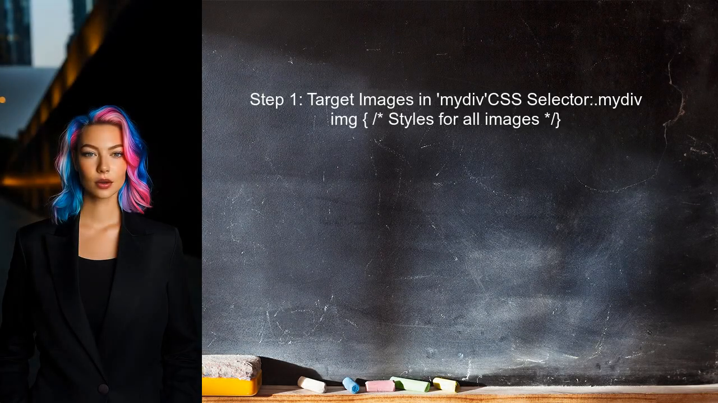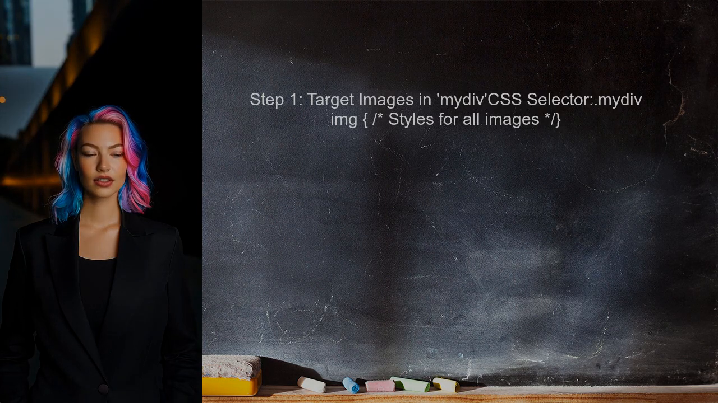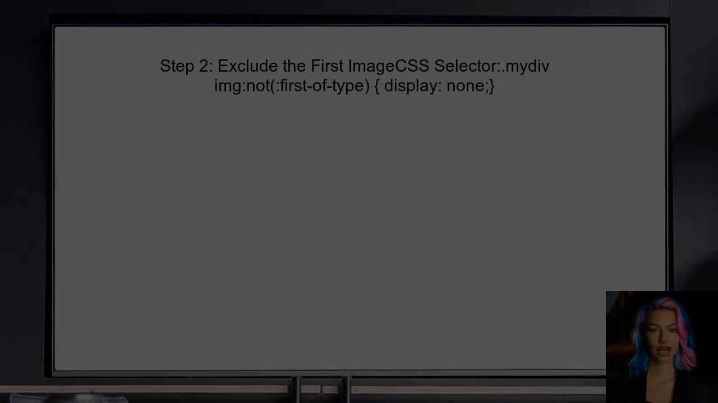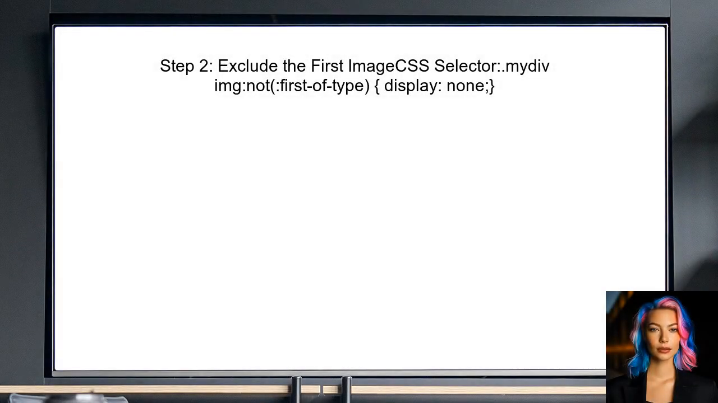To hide all but the first image in each myDiv, the user can utilize CSS selectors effectively. First, they should target the images within the myDiv class. Next, the user can use the not pseudo class to exclude the first image from being hidden. This will allow the first image to remain visible while hiding the others.